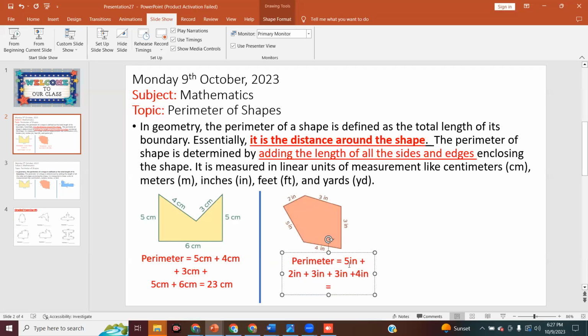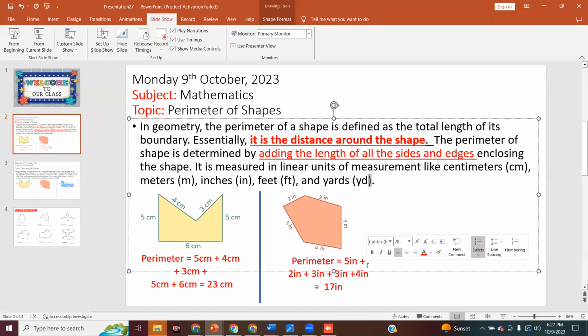Well, we know 5 plus 2 is what? 7. Very good. And 7 plus 3 is what? 10. And 10 plus 3 is what? 13, Javin. And 13 plus 4 is what? 17. Very good. So the answer is 17 inches. Let me know if you got that, please.